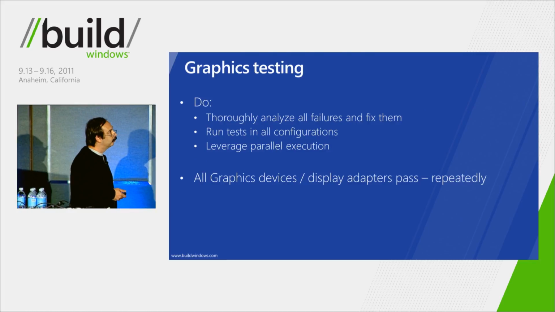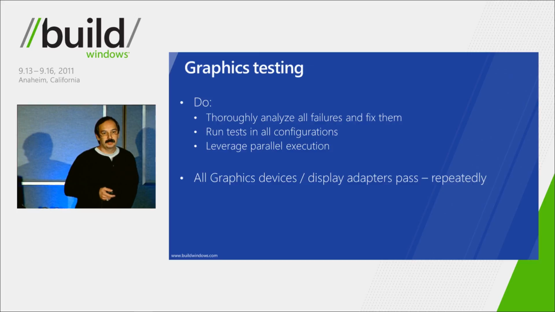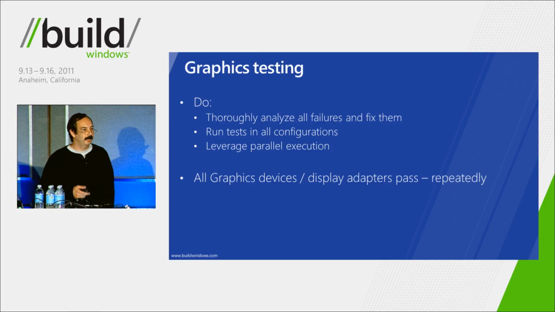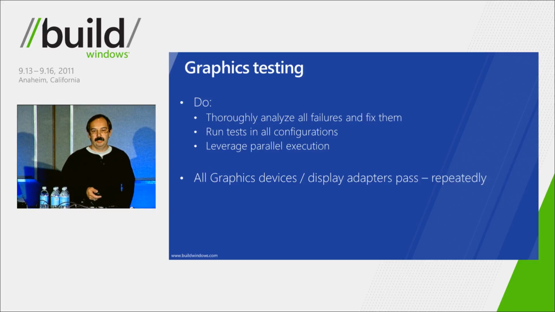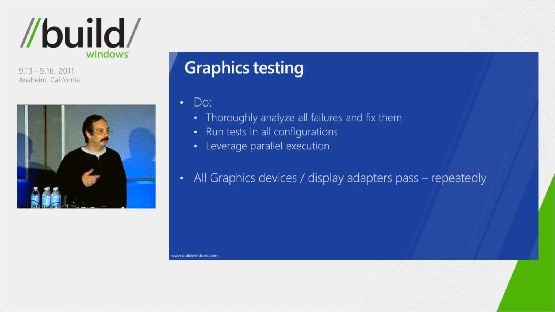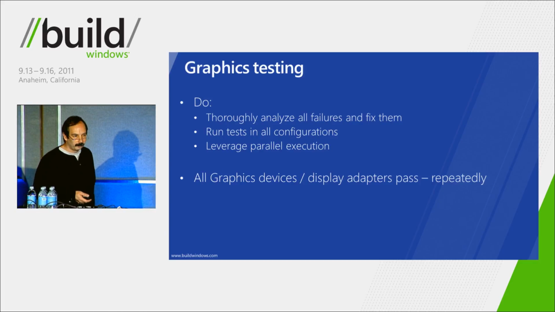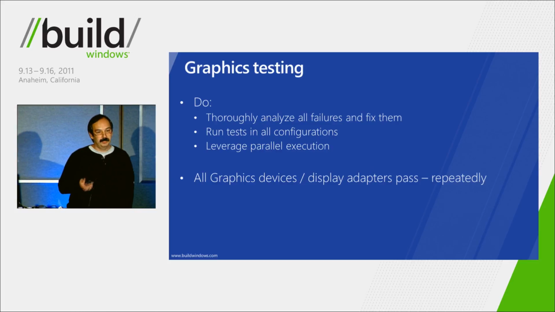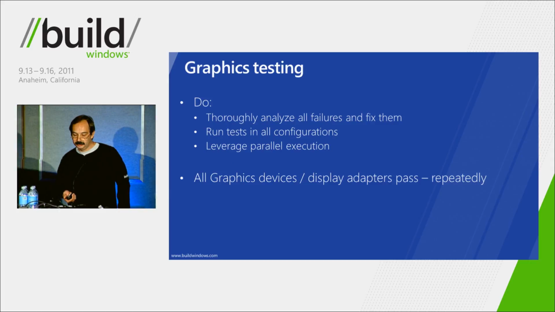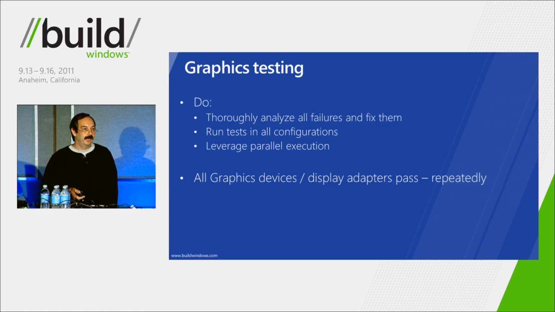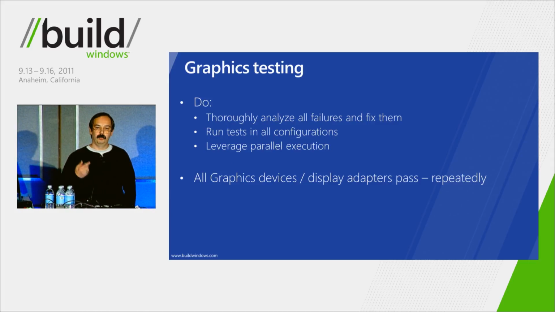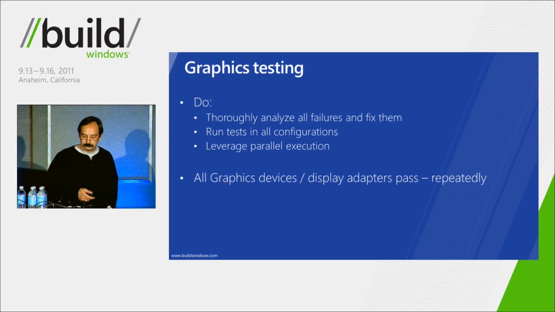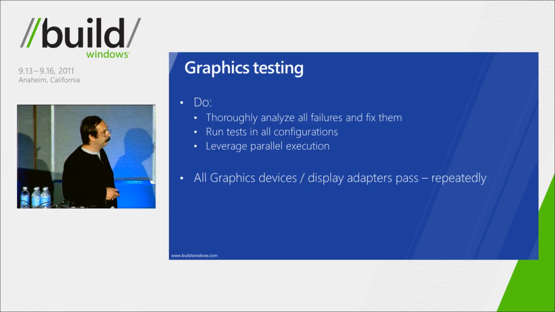So with that, I get to the call to action that I'd like to ask everybody to do. Number one is thoroughly analyze failures. Make sure you truly understand what the root cause is of every single failure. Fix them if they're necessary, because the sooner we get them fixed and we don't have to fix them in the field, the easier it is. Run tests in more configurations, more hardware configurations, more final system configurations. Leverage the parallel execution to make things quick.